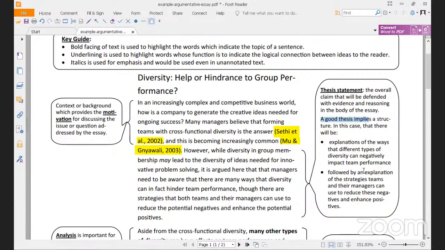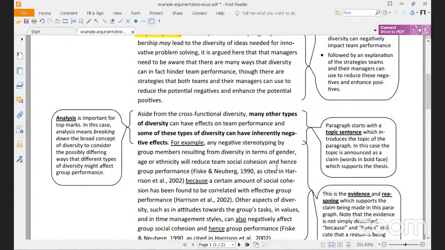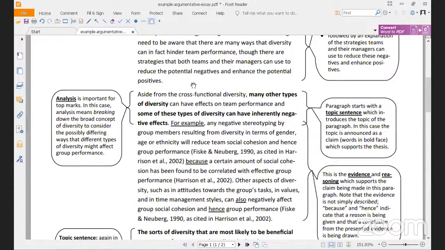I'm not gonna read this. This is for you. But again, we have talked about this. Now we get into the body of the essay. Here, remember yesterday we discussed some analysis? You did your own analysis. I gave you the sample analysis from one essay, and then for the second essay, you gave an analysis. Okay, this analysis is important for top marks.